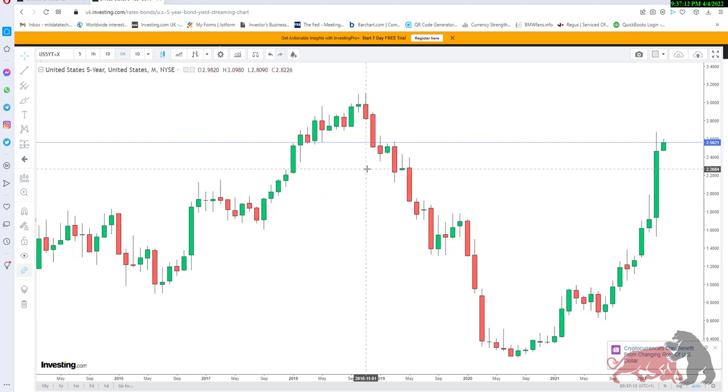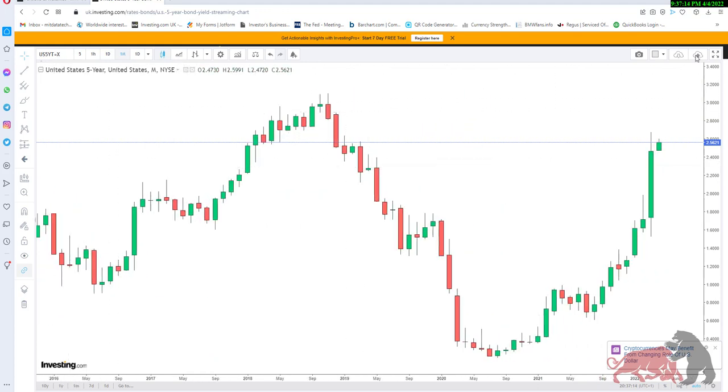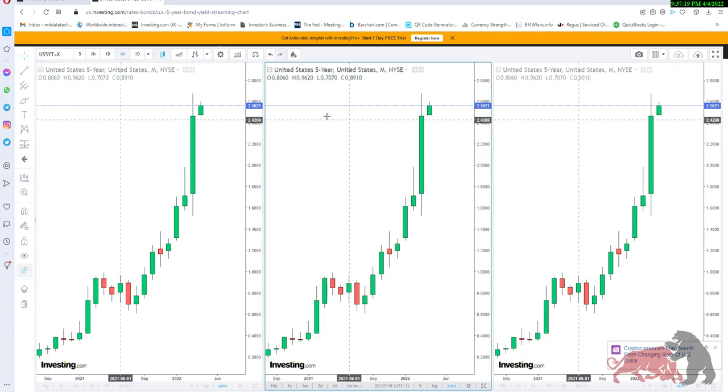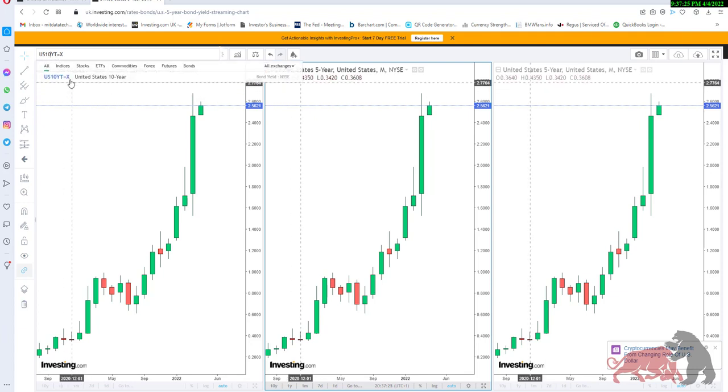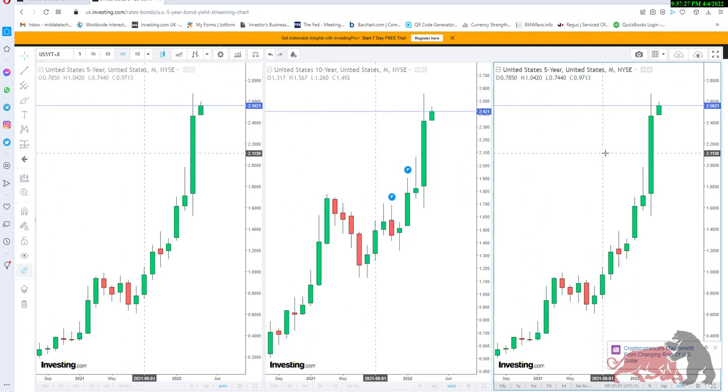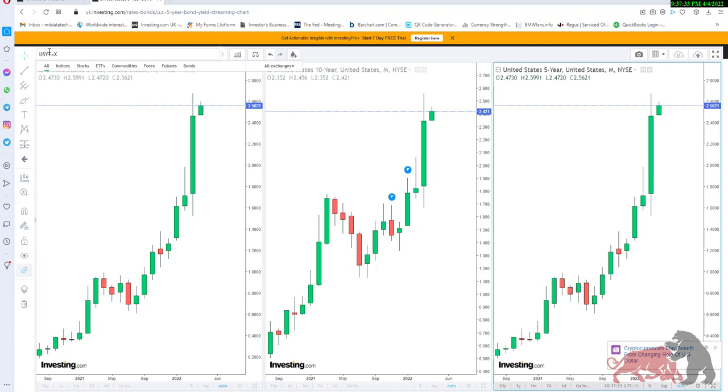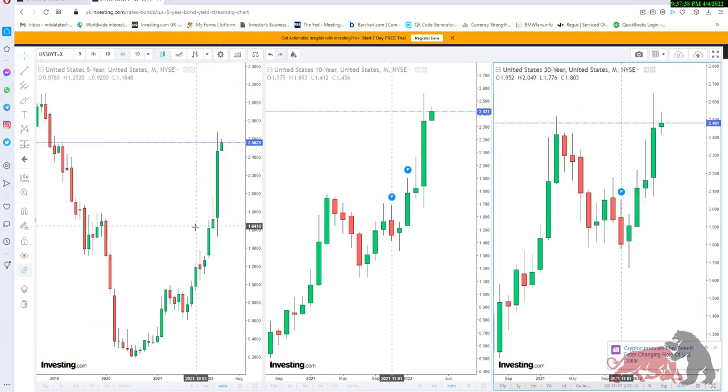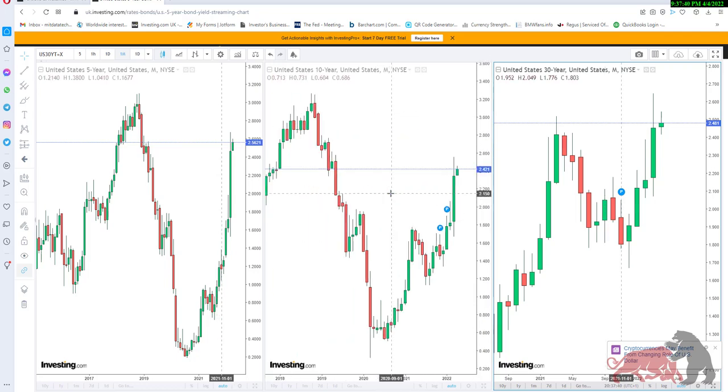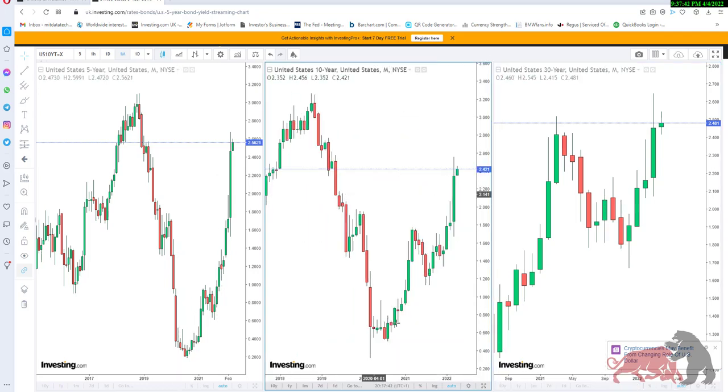Now, I'm just going to look at the three long-term interest rates. That is to say the 5-year and the 10-year and also the 30-year long-term interest rates. This is going to give us also another clear picture of where price is likely heading to, right?